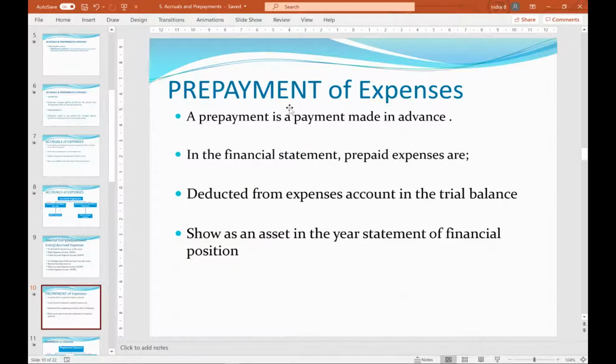So prepayment of expense. As I explained about the accrued expense, there can be prepayment, like we paid in advance. For example, rent is generally paid in advance, right? So what is that? Can you read?